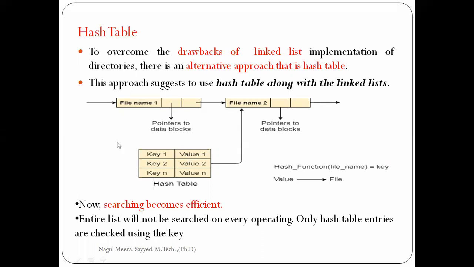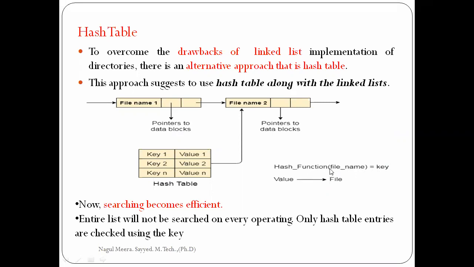Now the first column is nothing but key. First column is for key, second column is for values. So here key is nothing but file name. Look at this. I am summarizing here: key is nothing but file name.